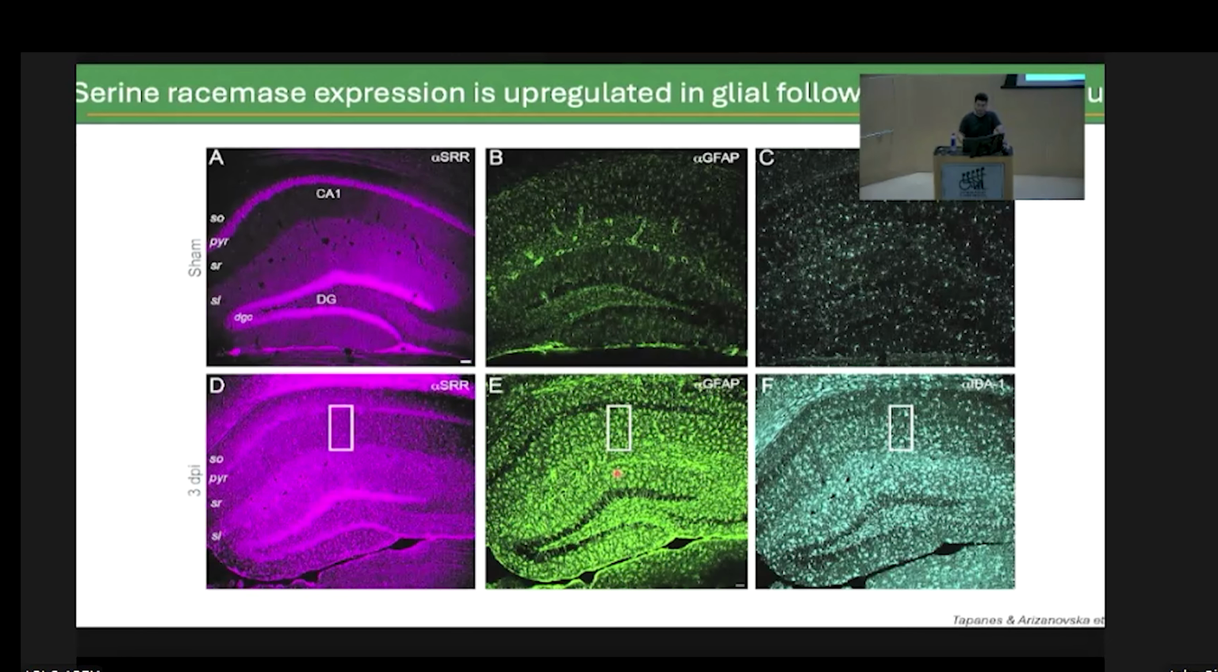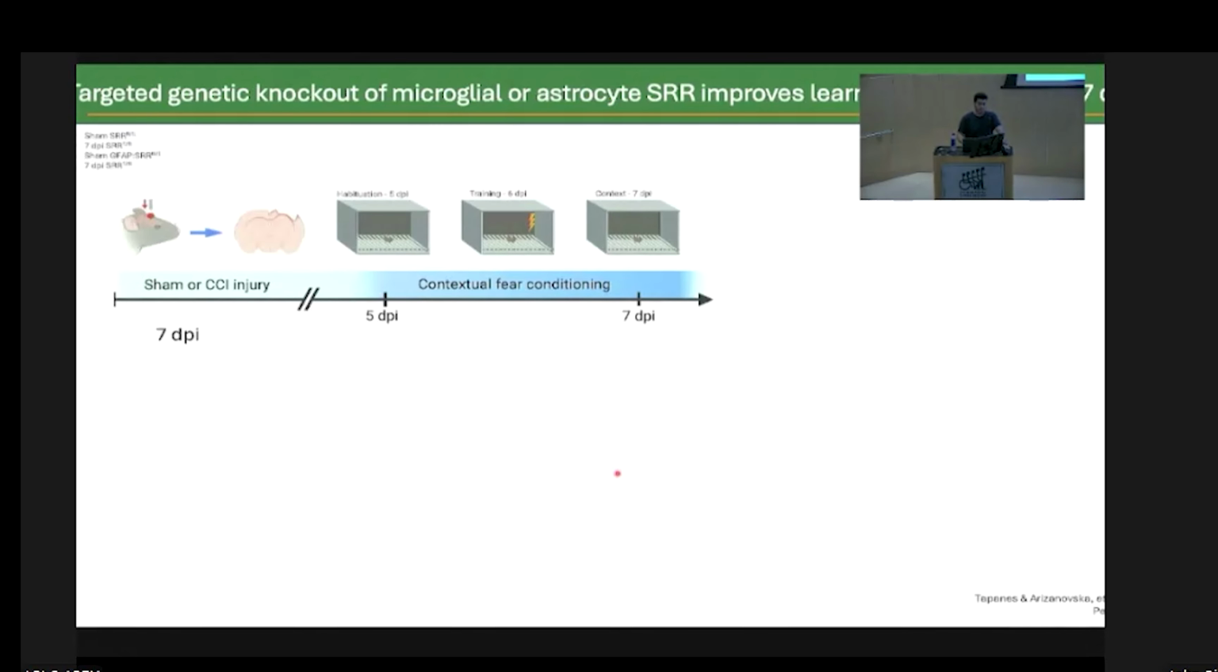So next, we wanted to investigate what is the consequence of this upregulated serine racemase in these reactive glial cells. To do that, in our first experiment, we performed contextual fear conditioning. This is a hippocampal test for learning and memory, and how it's performed.